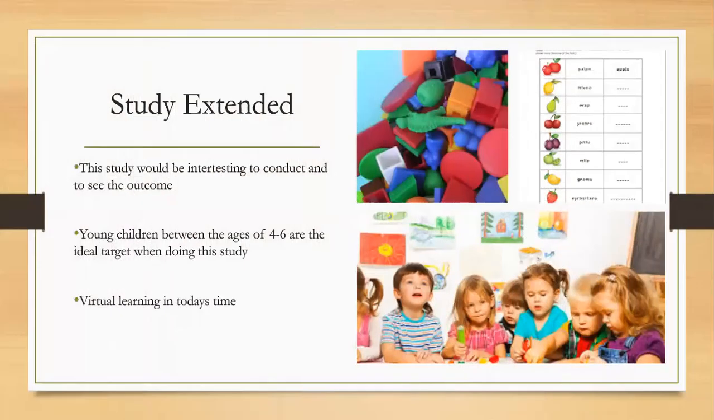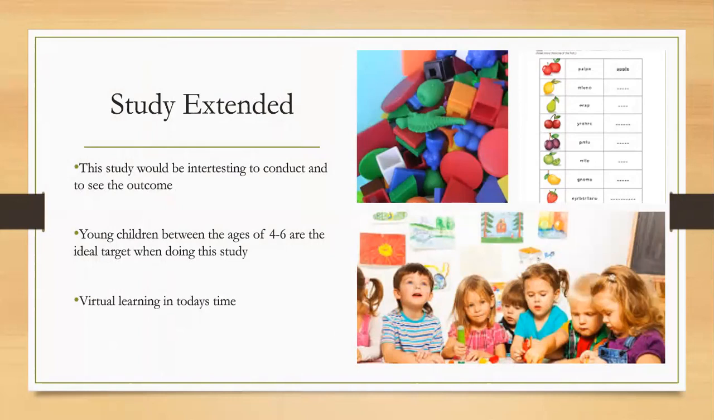So just a little bit more about my study extended. The study would be interesting to conduct and to see the outcome. Young children between the ages of 4 to 6 are the ideal target when doing this study. Even younger, I can go 2 to 6. I would want to get the kids when they are first learning to talk and getting their motor senses going, versus when the kids are already at that stage but not quite advanced yet. So I feel like a good age would be anywhere from 2 to 6.